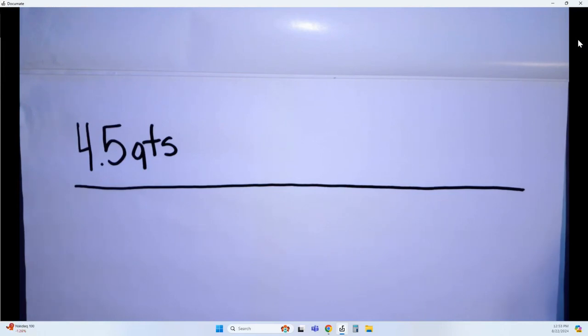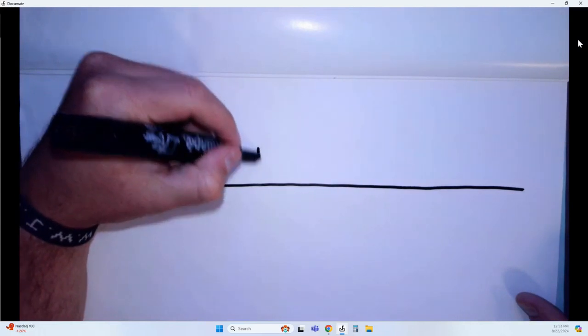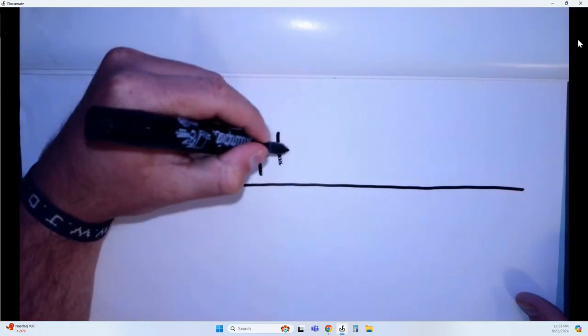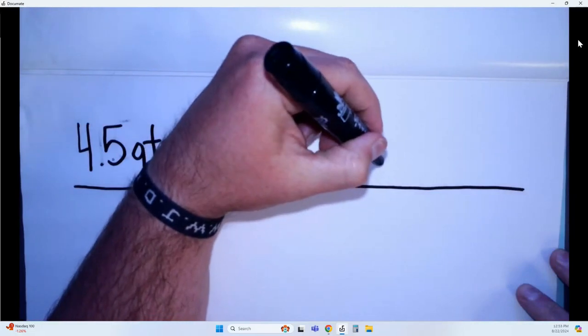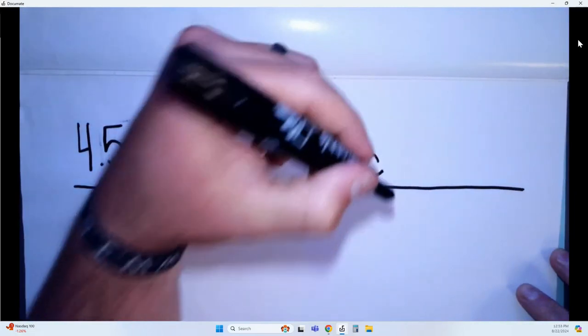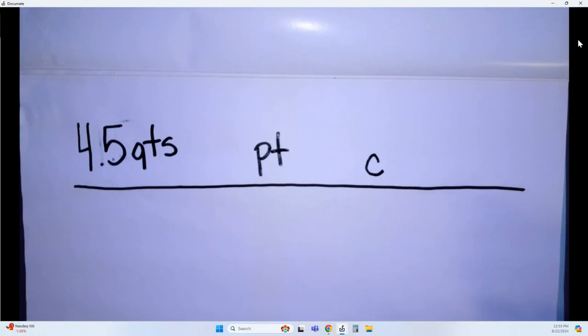So I'm going to draw a line over and build from 4.5 quarts down to ounces. I look at my sheet with my conversions and think, what is smaller than a quart? It's pints. So next I will write pints. Down from that, what is smaller than a pint? The next thing smaller than a pint is a cup. Still not to ounces yet, so I have to think, what is smaller than a cup? The next thing from a cup is ounces.